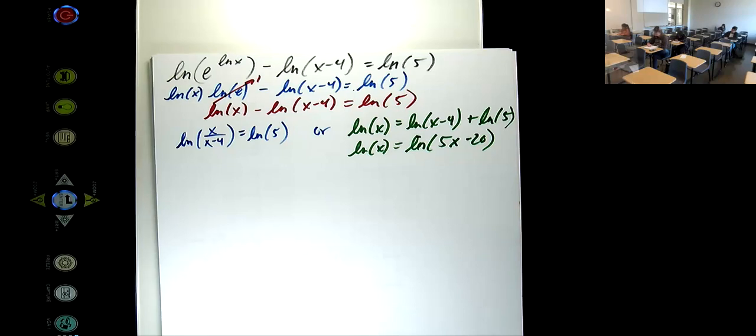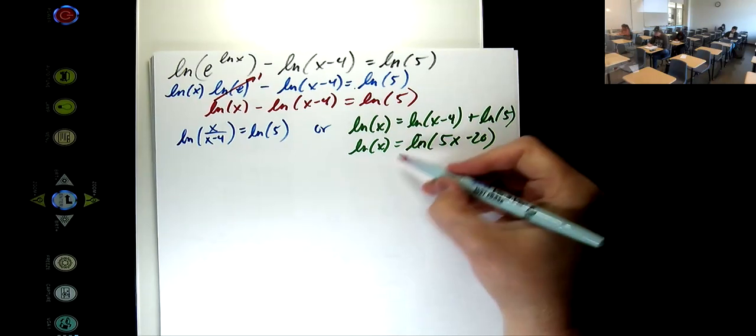I think you're less likely to make mistakes doing it the way on the right, because it sucks having fractions when you can avoid it. No fractions this way.